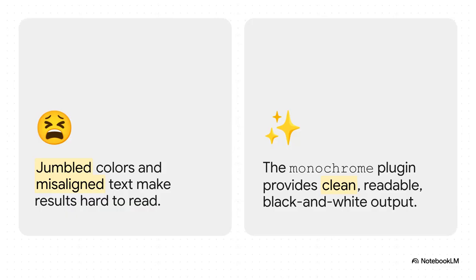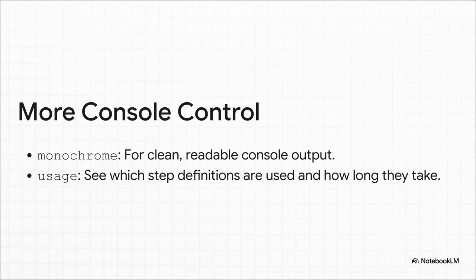And just look at this transformation. On the left, you've got the default chaos. But on the right, by just adding the monochrome plugin, you get instant clarity. No more weird characters or crazy colors, just clean, readable black and white text. So much better. And you know what? We can take it even further.